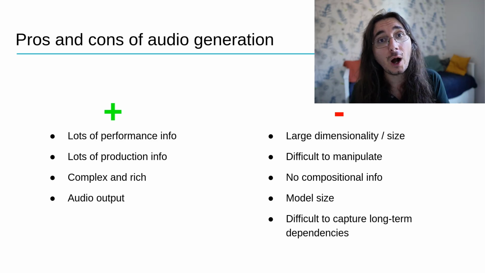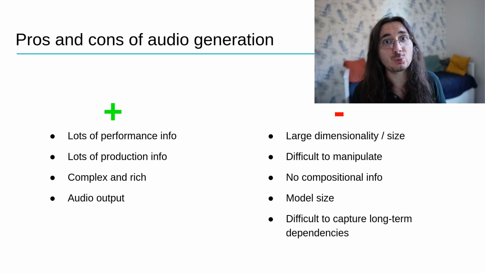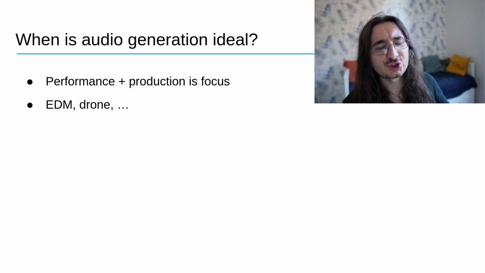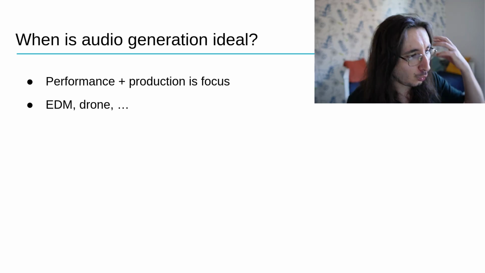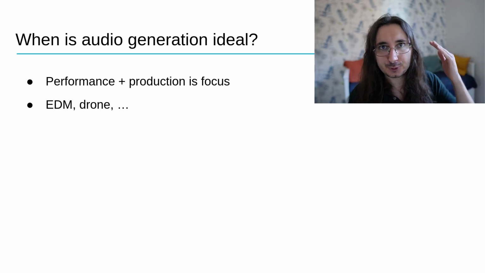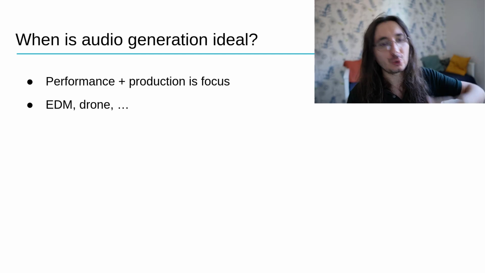And this is why, over time, researchers have experimented with embeddings that could make these representations more compact. Audio-based generation is ideal for all of that type of music where performance and production is king. Like, for example, in EDM or drone music.